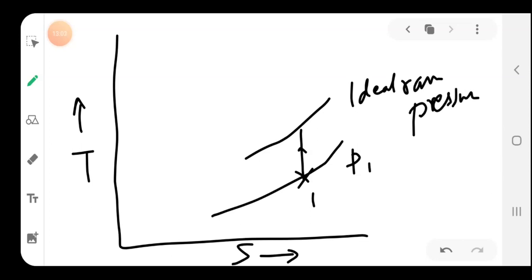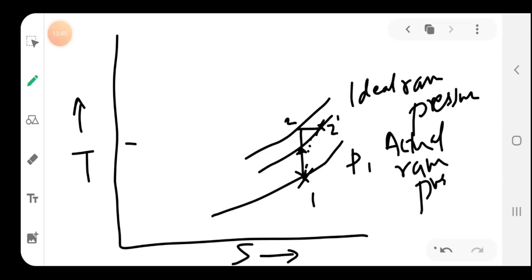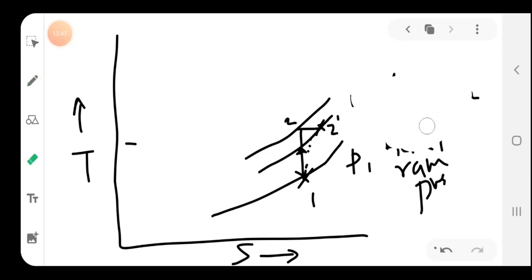Now, ideal ram pressure is not always possible, and this is assumed as an isentropic process, but an isentropic process is not actually possible. So most probably it will be somewhat like this, but at the same temperature. So this was supposed to be 2, and this is 2 dash. This pressure will be the actual ram pressure, so P2 dash is the actual ram pressure.